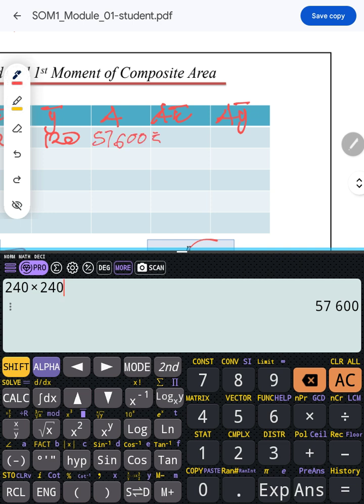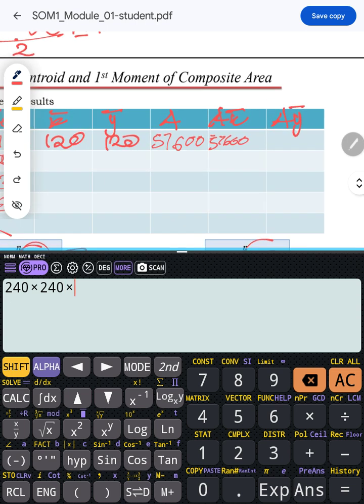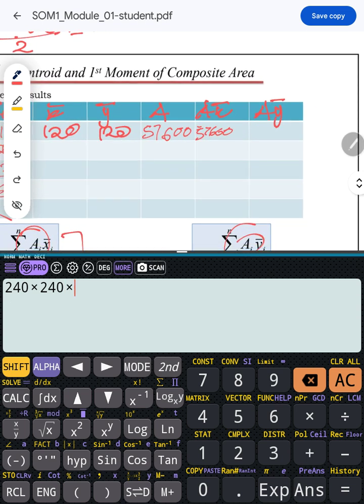57600, right? Let's just multiply and see what we get. 57600 times this x, right? So what's x? 120. 240 times 240, that's the area, right? Now doing this times x, 120.